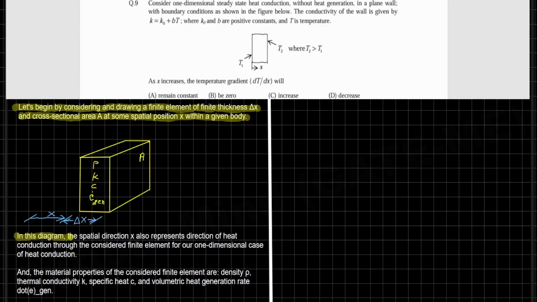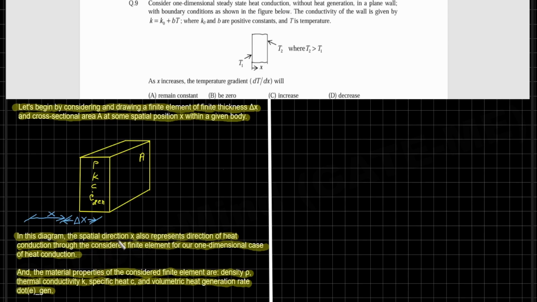In this diagram, the spatial direction x also represents the direction of heat conduction through the considered finite element for our one-dimensional case of heat conduction, and the material properties of the considered finite element are density rho, thermal conductivity K, specific heat C, and volumetric heat generation rate, dot E gen.